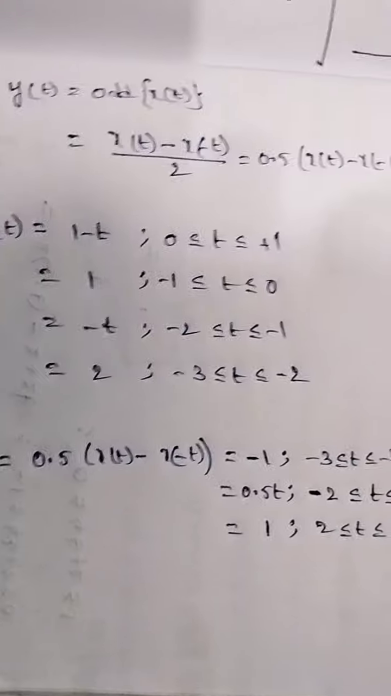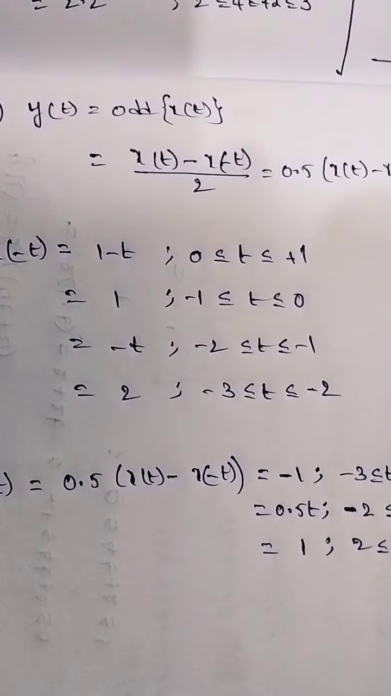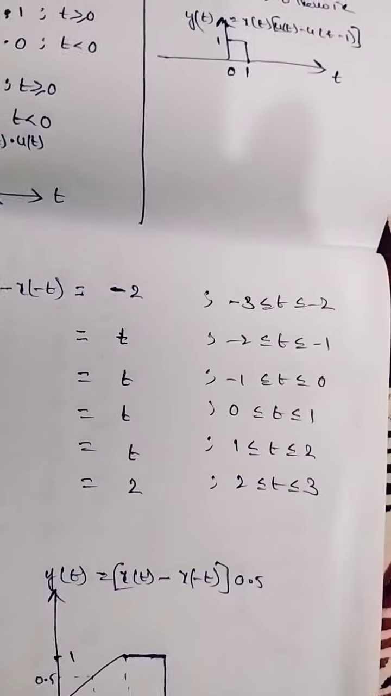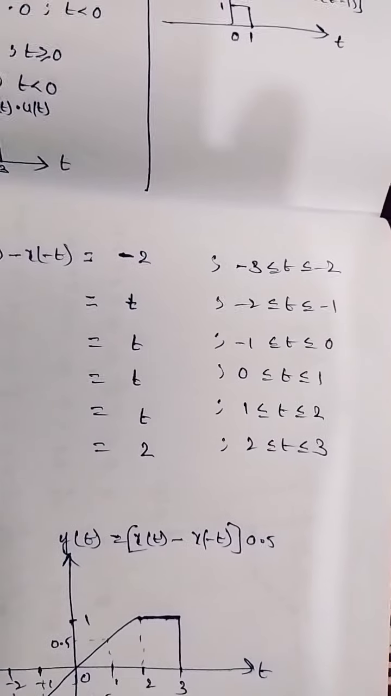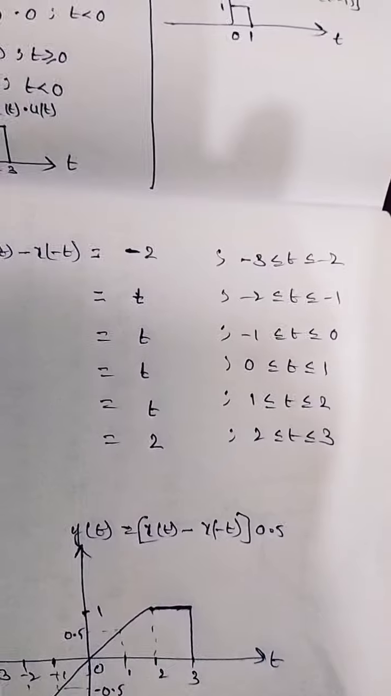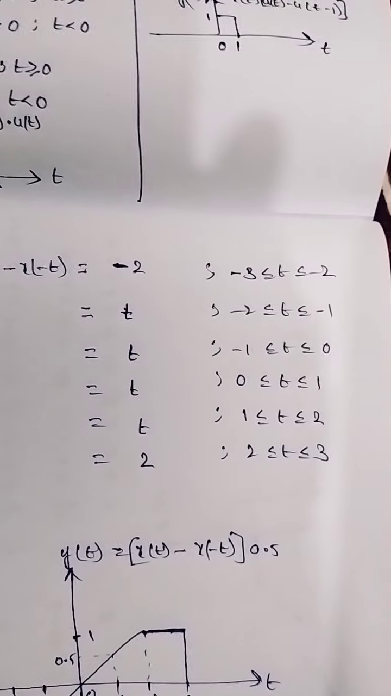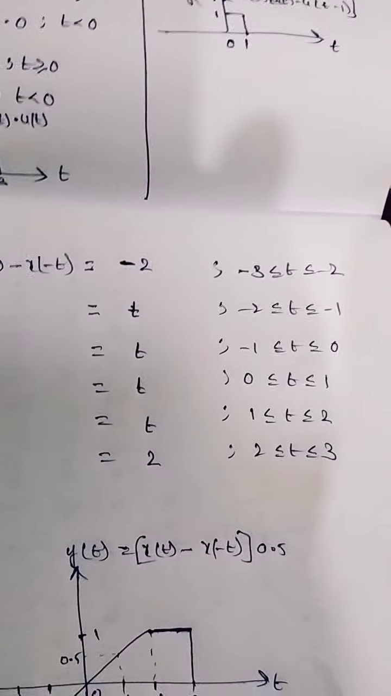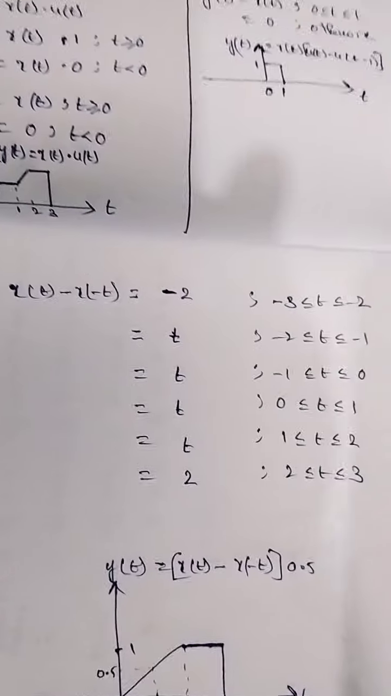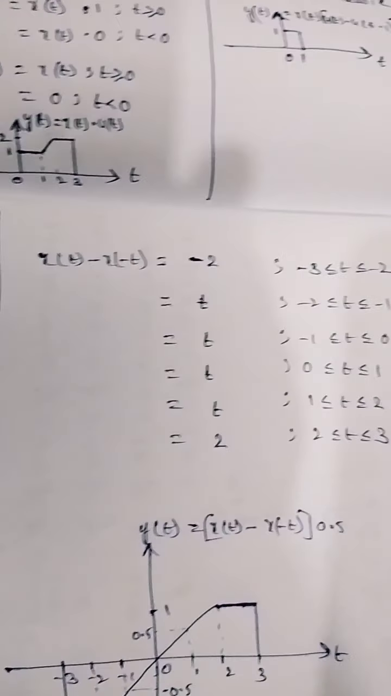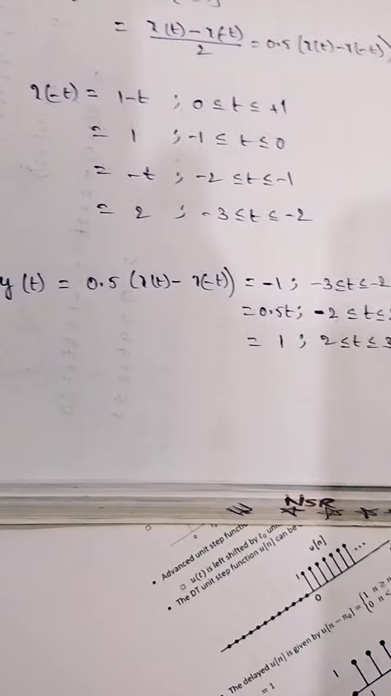Then minus 1 to 0, 1 plus t minus 1 gives the value t. So in this way determine all the values; you get the amplitude values like t in between 1 to 2, 2 in between 2 to 3. So here this is x(t) minus x(-t). Then multiply that one with 0.5.